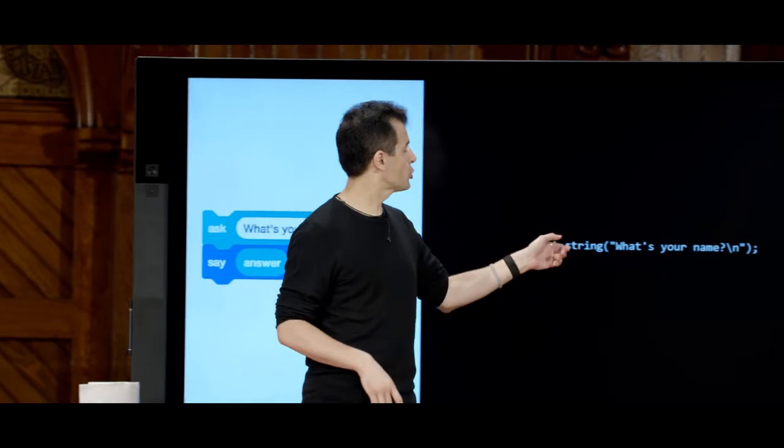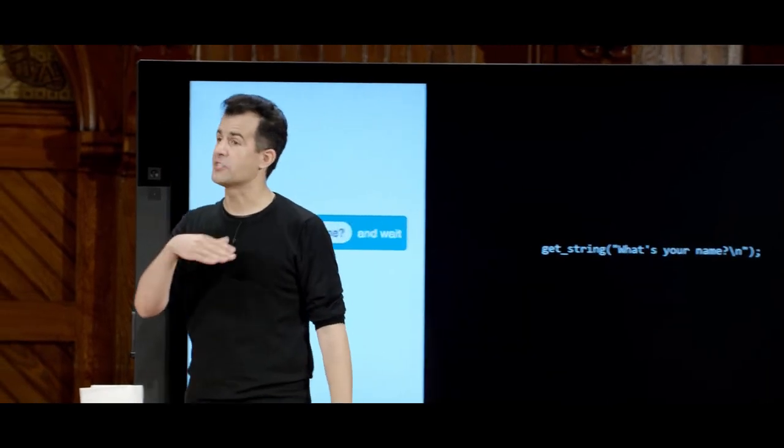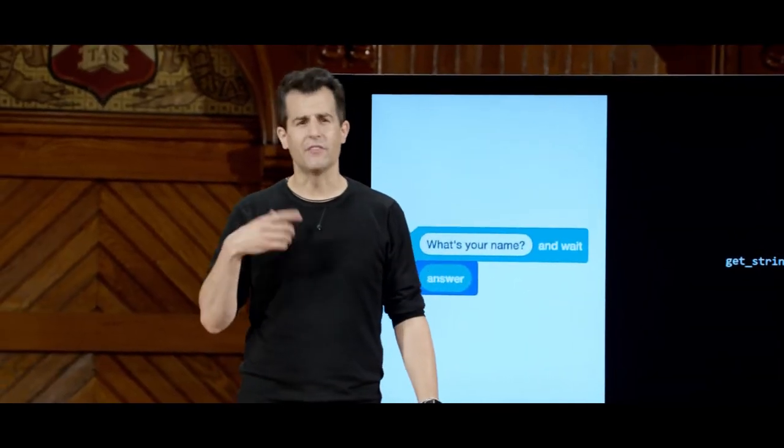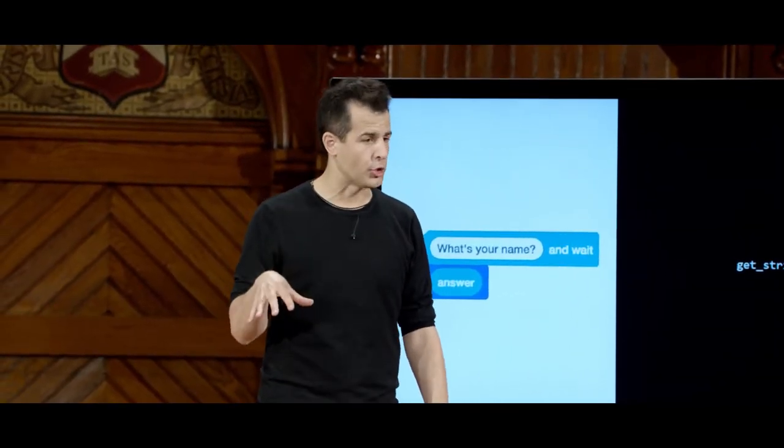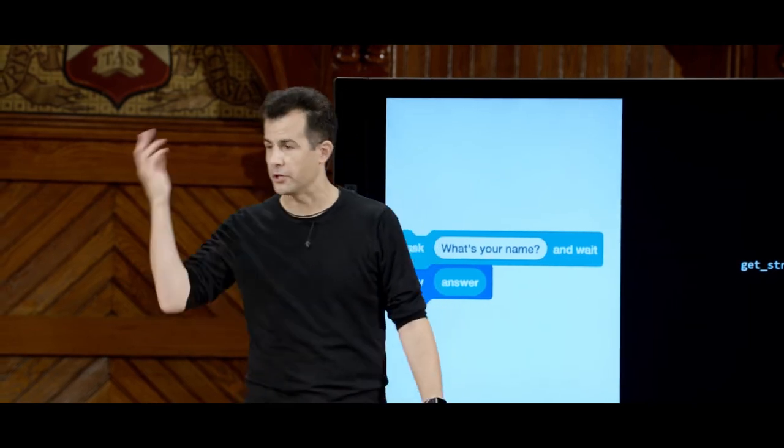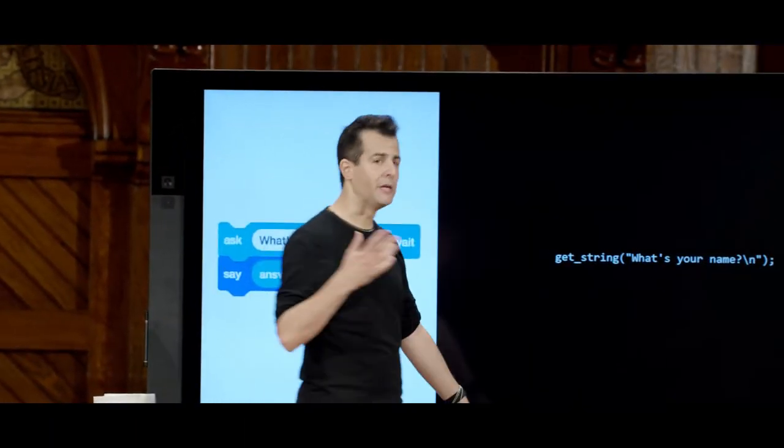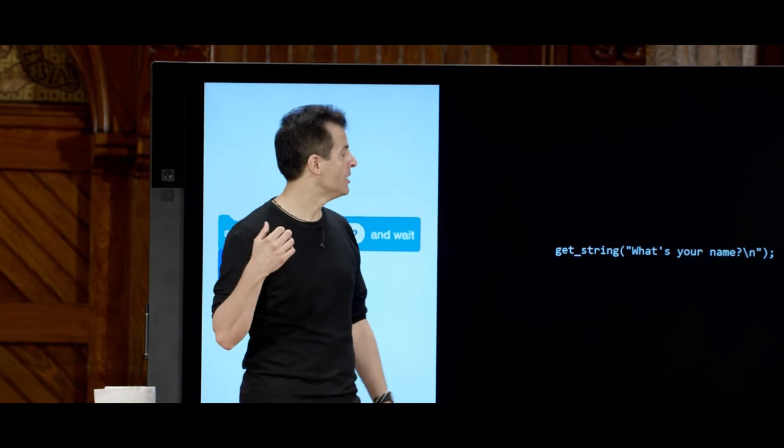So get_string is the name of the function. The underscore is convention in C. If you ever want to have a space, you can't have spaces in the names of functions. So people just started using underscores, like you might in your own social media usernames and the like, is the convention there as well.